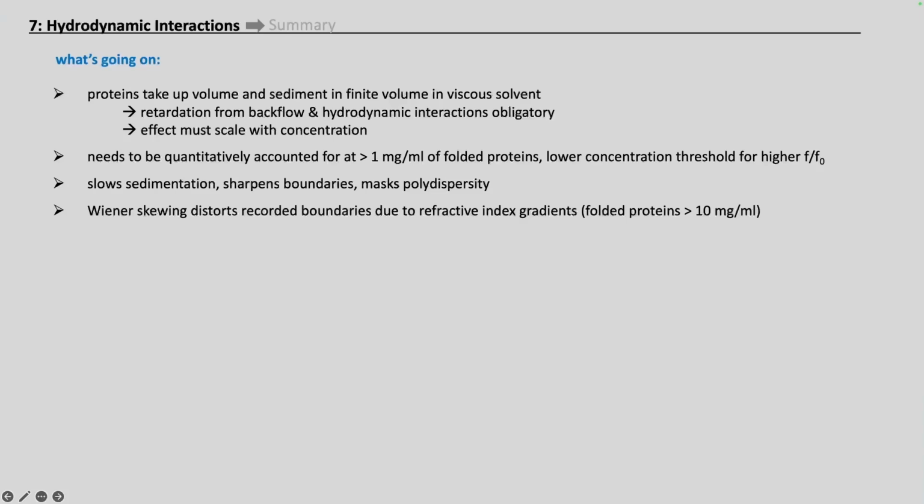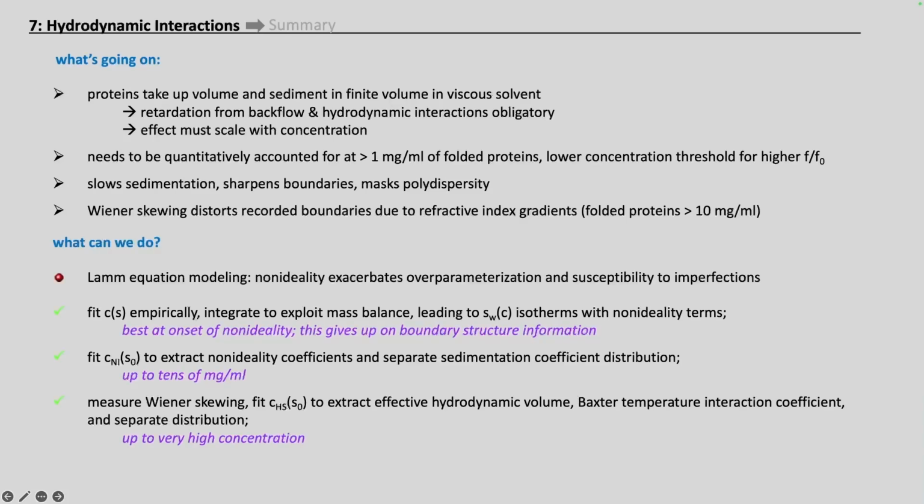So what can we do? We've noted previously that the direct modeling with discrete Lamm equation solutions, as appealing as it might sound theoretically, is an ill-conceived approach because of the susceptibility to experimental imperfections and over-parameterization. This will be exacerbated with additional non-ideality parameters. As an alternative, and this is the traditional approach, we can determine weight average sedimentation coefficients and study the isotherm of sw as a function of concentration.